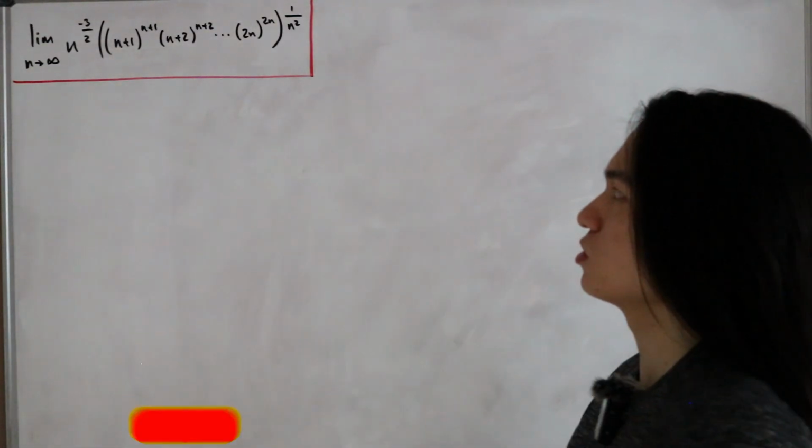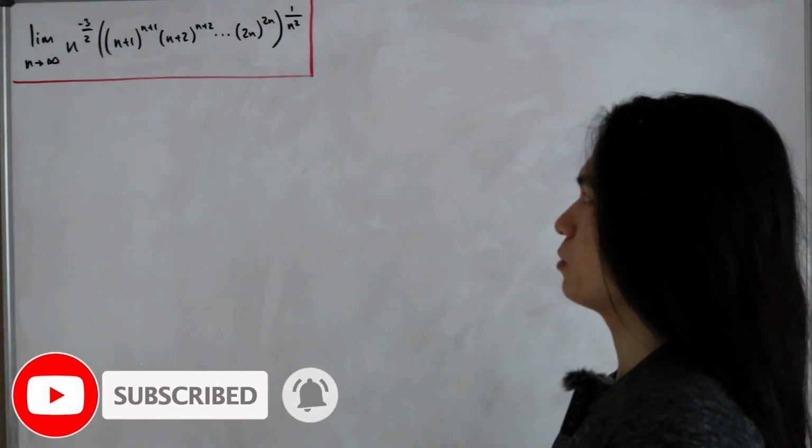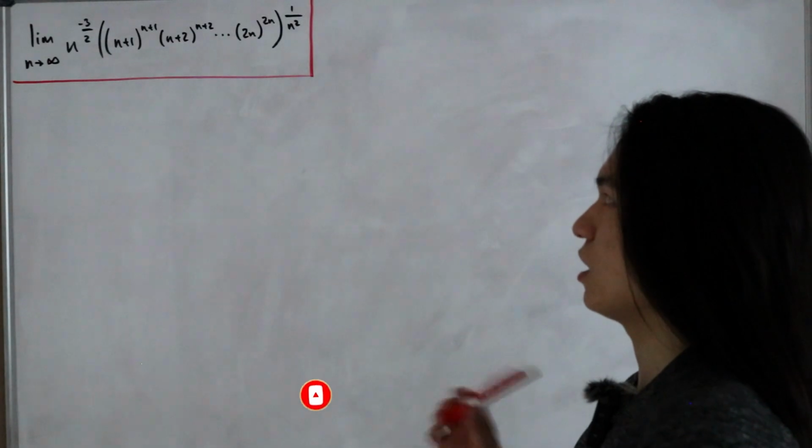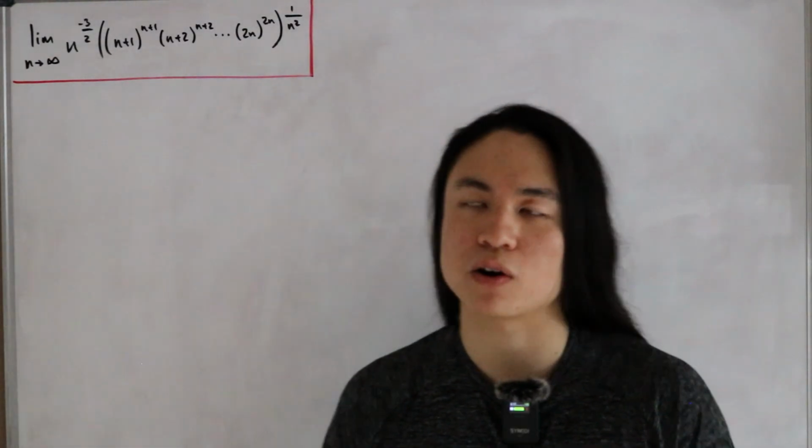times the product inside: (n+1) to the power n+1 times (n+2) to the power n+2, all the way up to (2n) to the power 2n, close that parentheses off, and then raised to the power 1 divided by n squared.